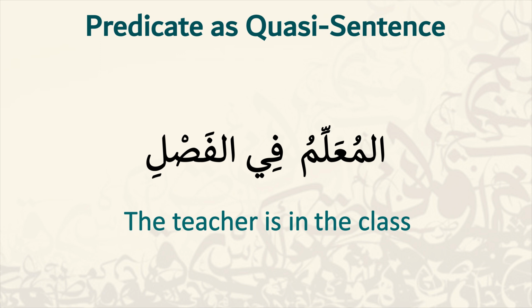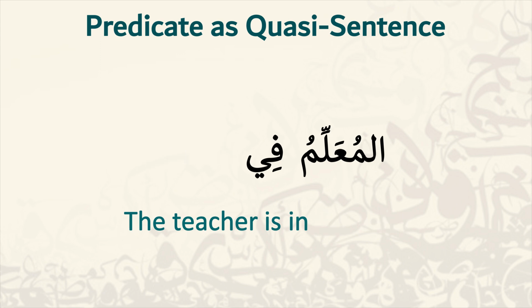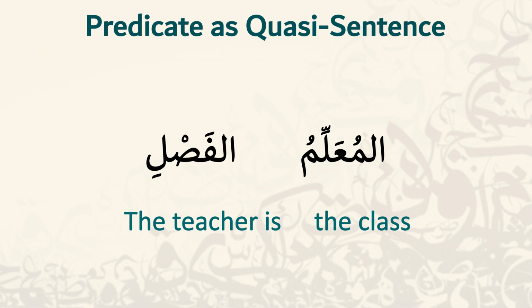But where is the predicate here? Is it في, in, or الفصل, the class? If you want to make sure, try to remove الفصل. So it will be المعلم في. The teacher is in. Is the meaning complete? No. What about removing في and keeping الفصل? المعلم الفصل. The teacher, the class. It still doesn't make sense. So the meaning is not complete unless both words exist.